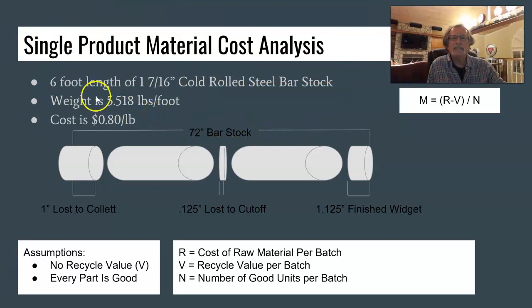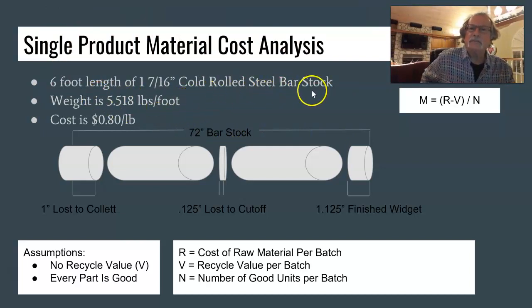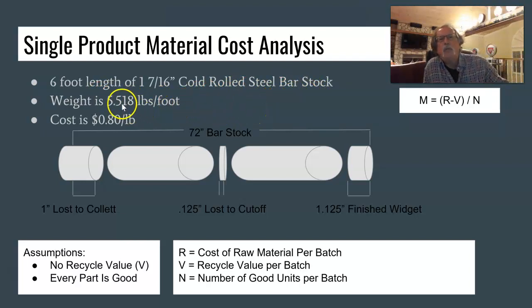So let's say we have a 6-foot length of cold rolled steel. The density of the steel is 5.518 pounds per foot. The cost of the steel is 80 cents a pound. And so we have a 72-inch piece of bar stock. We put it in a lathe, let's say.